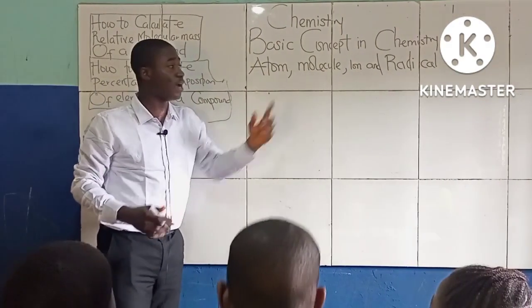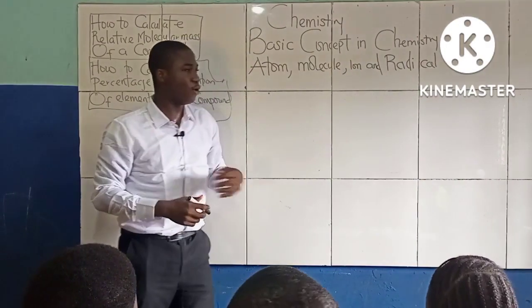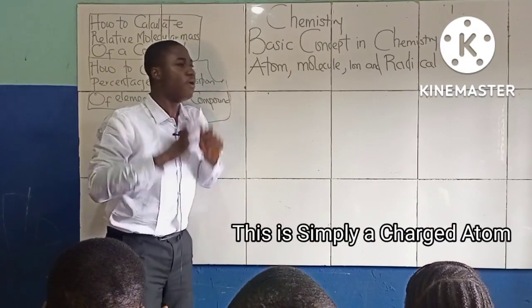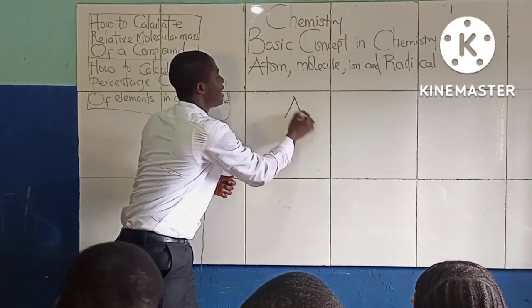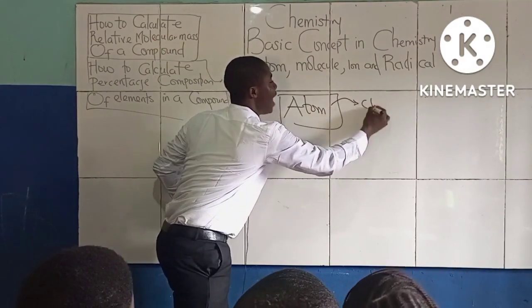Now, class, moving over to the next term, which I call ions. Looking at ions, what are ions? This is simply a charged atom. Very nice. Now, look at what I said. Ions. This is simply a what? Charged atom.